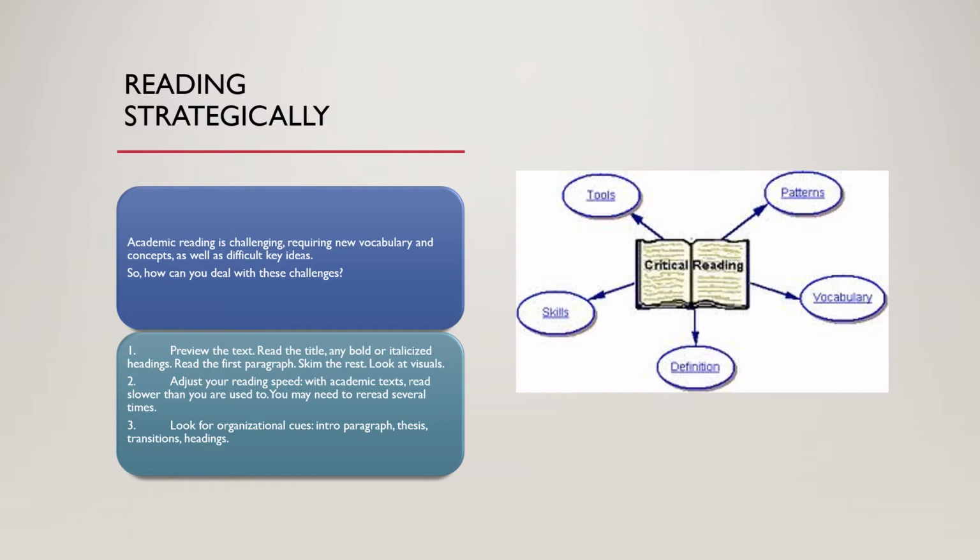Adjust your reading speed with academic texts. So read slower than what you're used to. You may need to reread several times. And look for organizational cues. So look at the introduction paragraph, find the thesis, look at transitions, look at headings. So these are kind of the very first things to do when you approach a challenging text or any text that's more academic or scholarly in nature.